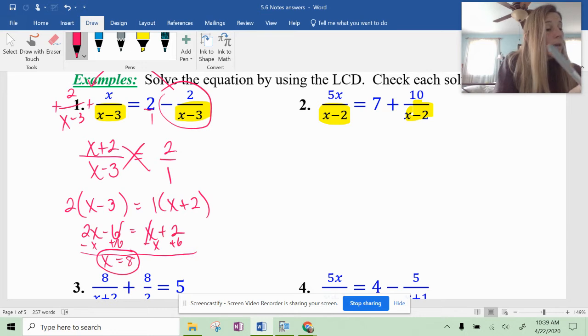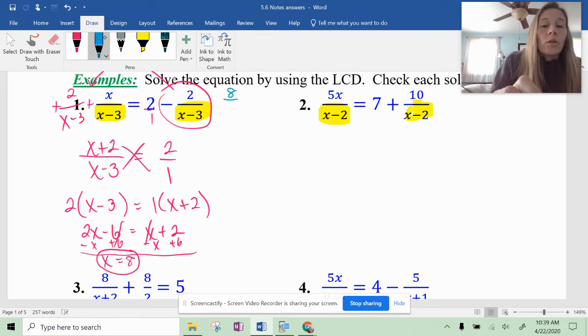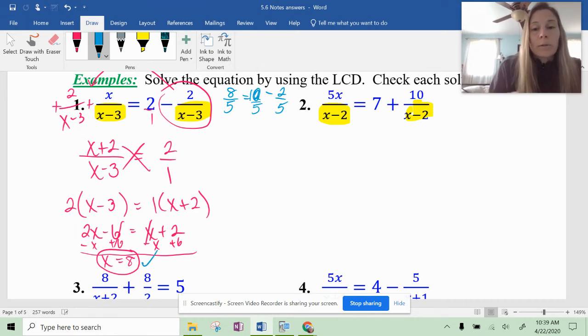When we plug that in to check to see if it's extraneous, it's going to work because if you put an 8 up here, you would have 8 over 5, because 8 minus 3 is 5. And then over here you have 2 minus 2 over, and then 8 minus 3 is 5 again. So 8/5, that's what you're going to get if you do 2 minus 2/5. So that would make sense because 2 is really how many fifths? 10. So 10/5 minus 2/5 is 8/5. So we know that that's correct.